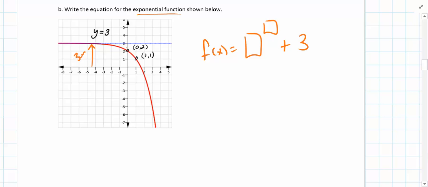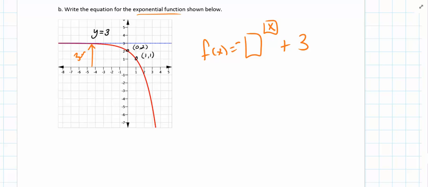Okay, then I need to figure out the rest. I know it's been reflected over the x-axis, so that means I'm going to have a negative sign out in front of this whole thing. Now I know it hasn't been moved left or right because one of my anchor points is still on the y-axis, so I know it's just going to be a power of the x.